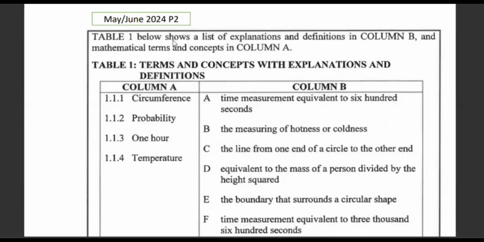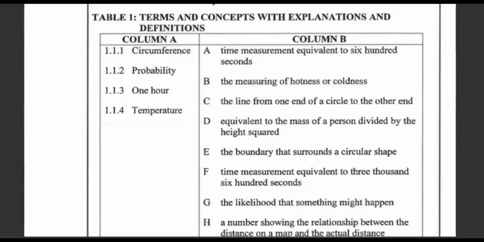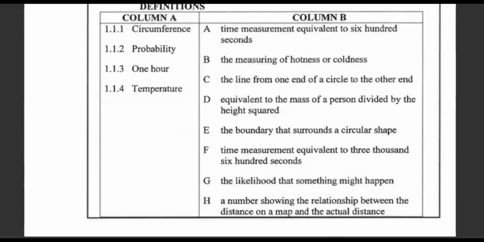Table 1 below shows a list of explanations and definitions in column B and mathematical terms and concepts in column A. Table 1, terms and concepts, that is it. Then it asks you to write only the number and the letter against it. First and foremost, I'm going to rewrite the questions. Our answers will be here. All right.